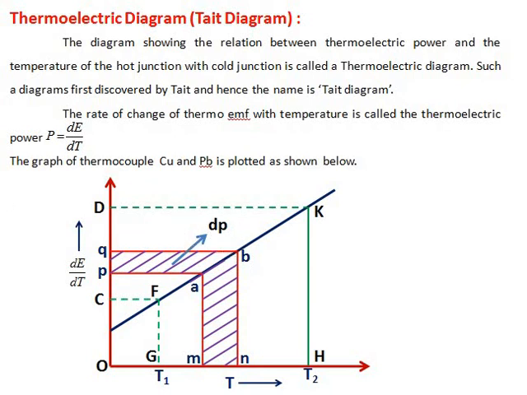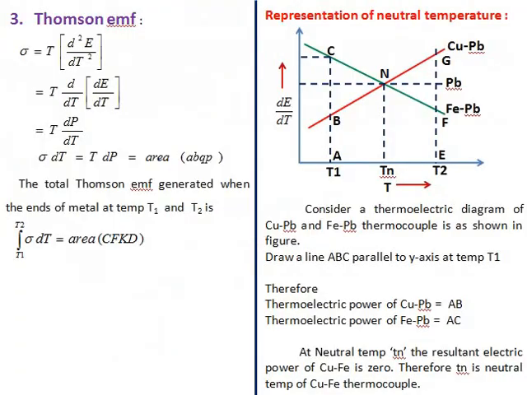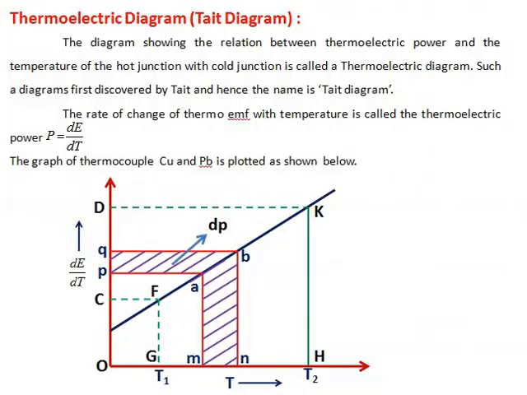Small thermoelectric power. Now, the total Thomson EMF generated when the ends of the metal are at temperature T1 and T2 is, so, total Thomson EMF how to determine? By integrating sigma into dt. So, from T1 to T2, sigma into dt is equal to area under CFKD. Okay. So, CFKD.